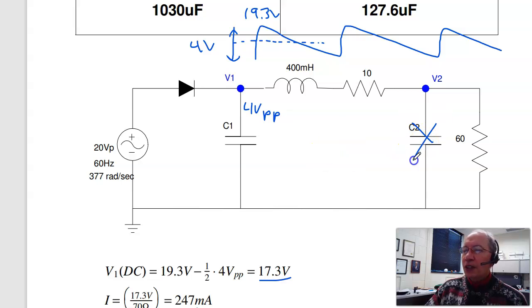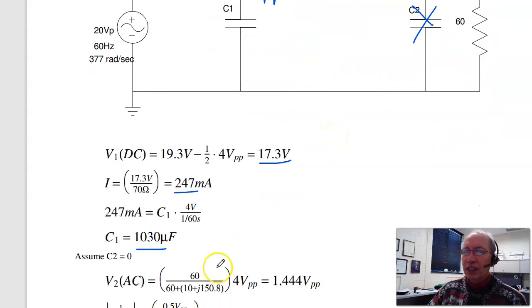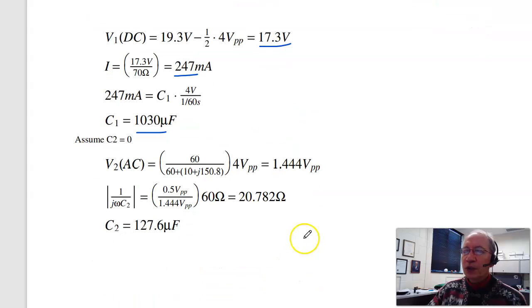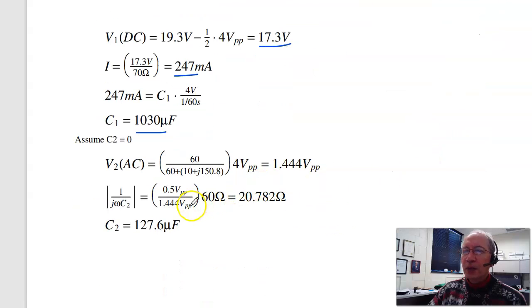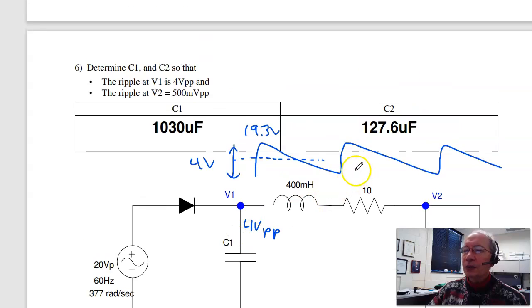If I assume C2 equals 0, I can calculate the ripple at V2. It'll be 60 over 60 plus 10 plus j150.8, that's the inductor, times the input, 1.44 volts peak to peak. If I make the capacitor impedance 1/3 of 60, 20 ohms, the ripple will be 1/3 of 1.44 volts. So I want the capacitor impedance to be this ratio of 60 ohms, 20.78 ohms. Solve for C, and I get 127 microfarads. So that's the answer for C2.